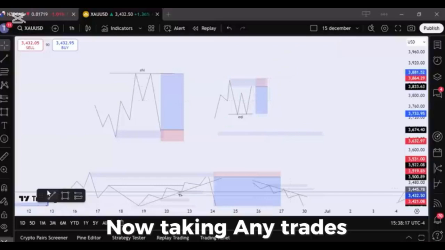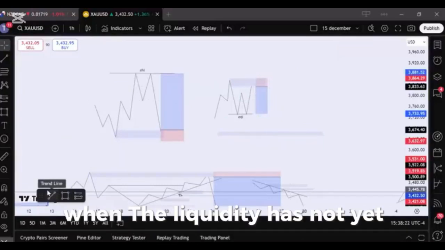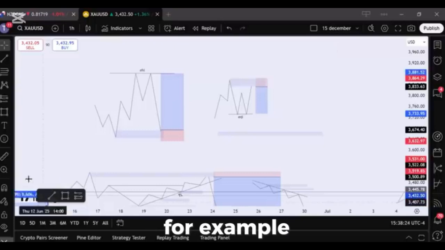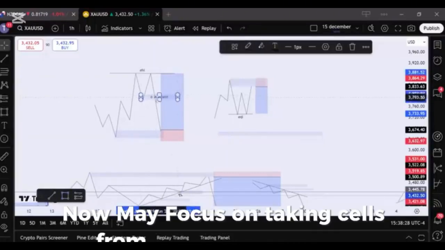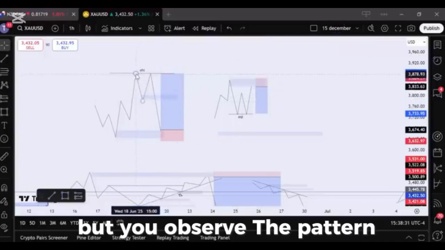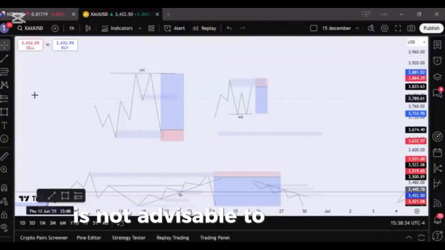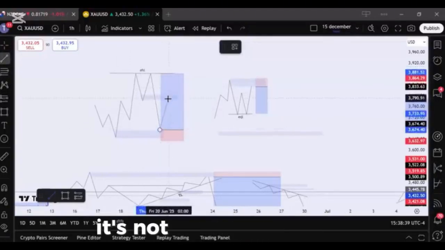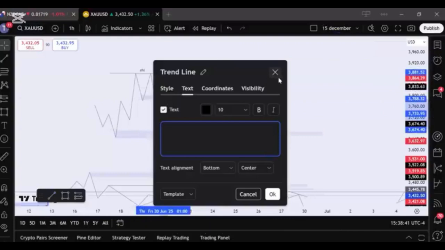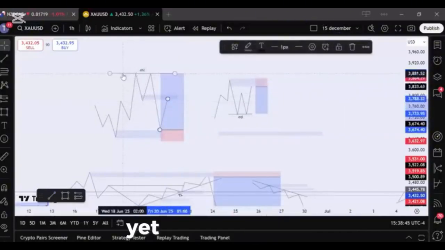Now, taking any trades to oppose that direction of the market when the liquidity has not yet been taken out is not advisable. For example, you're obviously going to see a breaker block here. So most people may focus on taking sells from this breaker block, but you observe there's an equal highs liquidity here that's not yet been taken out. It's not advisable to start selling from this zone because you saw a breaker there, because there's liquidity on the upside of the chart that is yet to be taken out.